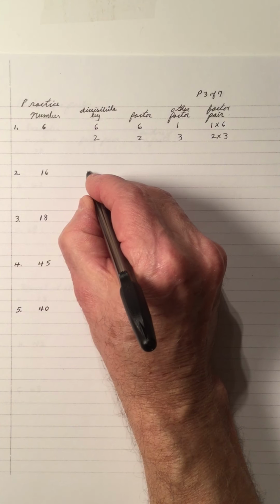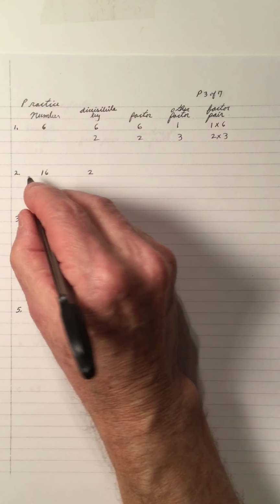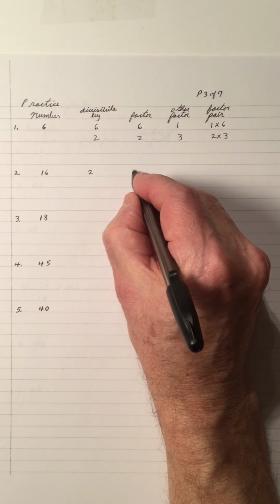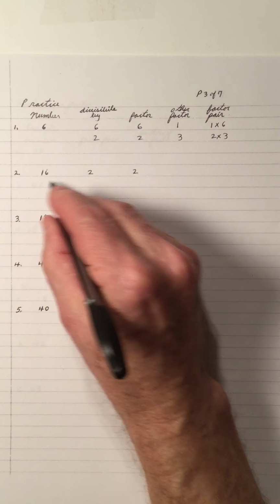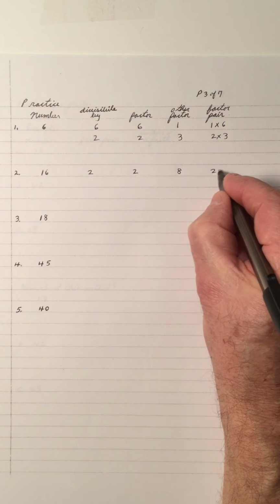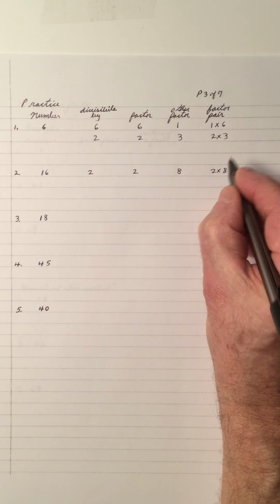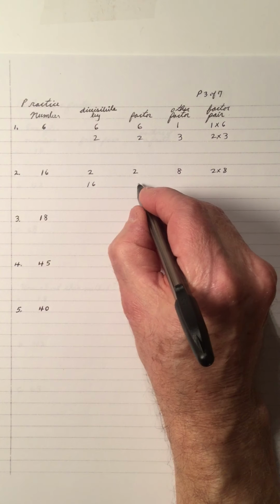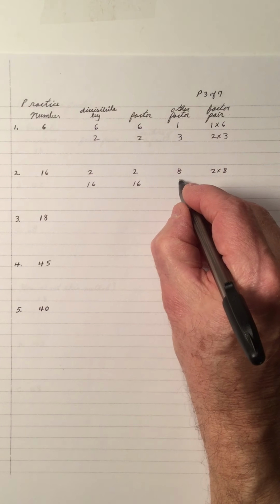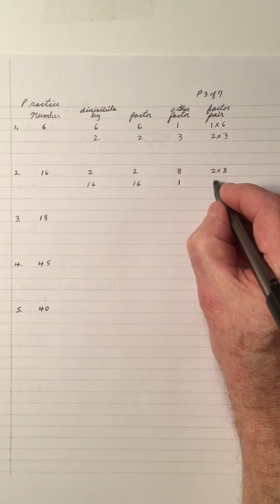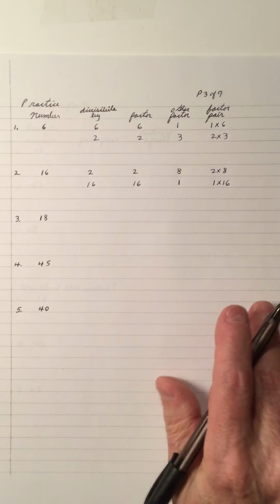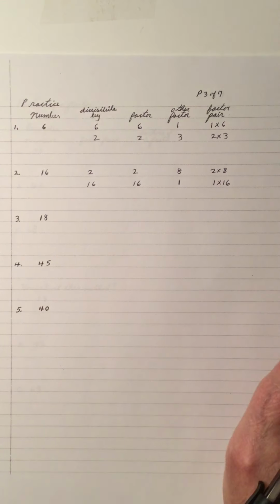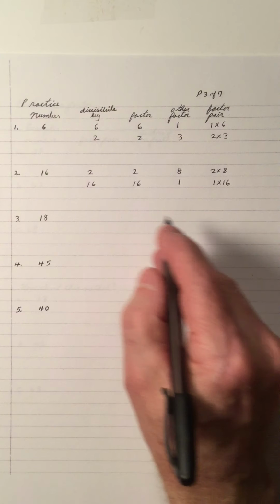16 is divisible by 2 because 16 ends in a 6, which is even. So the factor is 2. 16 divided by 2 makes 8, so 2 times 8 makes 16. Oh, I forgot that 16 is divisible by 16, which gives a factor of 16, and the other factor is 1. So 1 times 16 is a factor pair. I just said that we should do 1 and the number first, but I just had a little lapse.